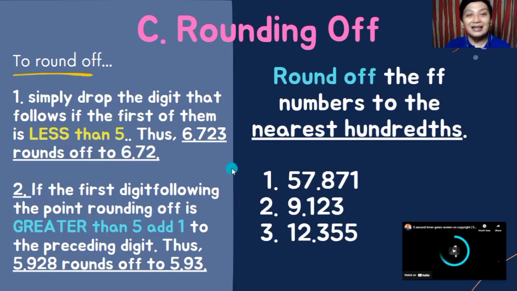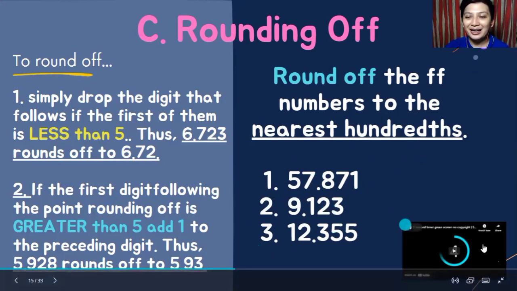And here is a little bit of practice again. You need to round off the following numbers to the nearest hundredths, because here we have tenths. After the decimal point, this is tenths, hundredths, and thousandths. So nearest hundredths means the second number after the decimal point. So we have number 1, number 2, and number 3.